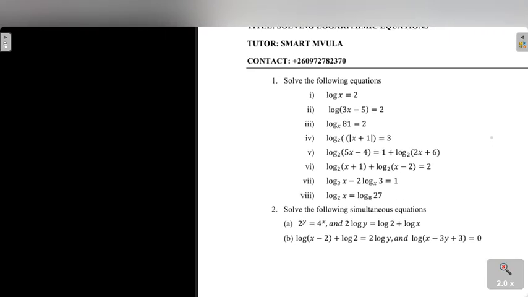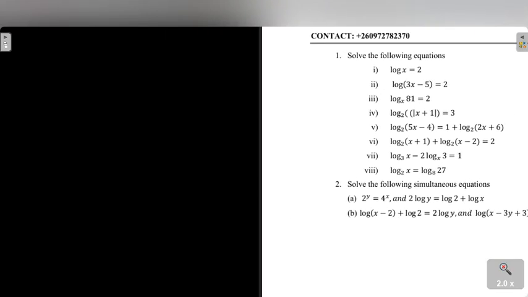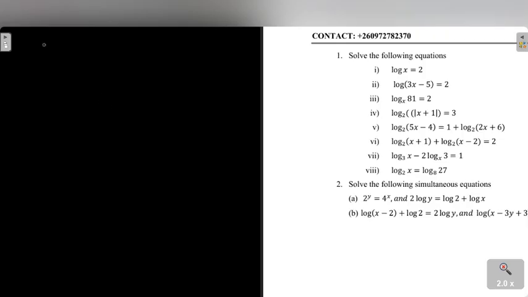Then we have part 3. So part 3, what we have is log of 81 base x. This is equal to 2. So we are solving for x, remember. Since we already have a single logarithmic equation, we are going to change this one to an exponential function. So it will be x to the power 2. This is equal to 81.